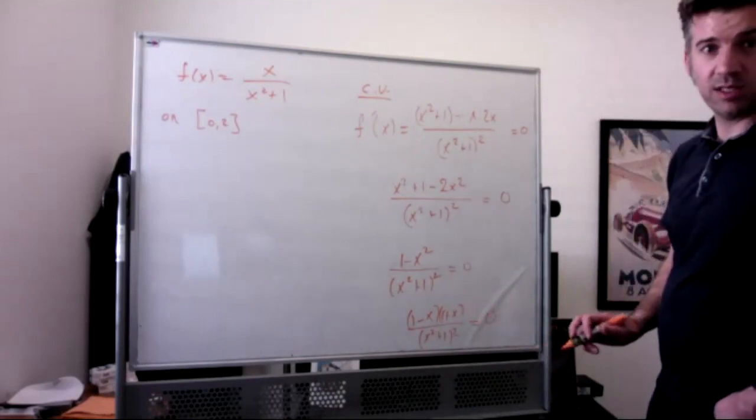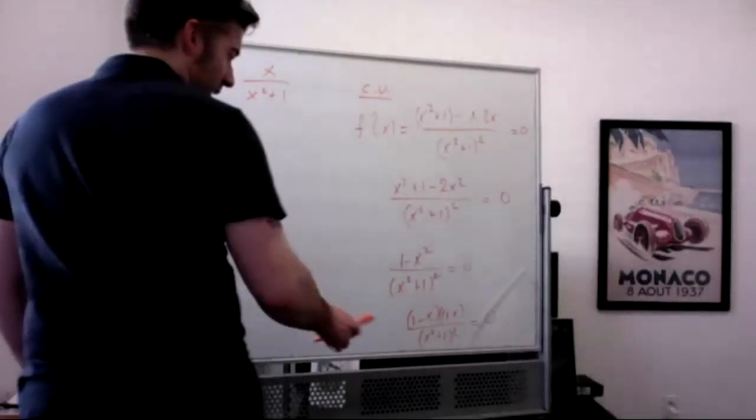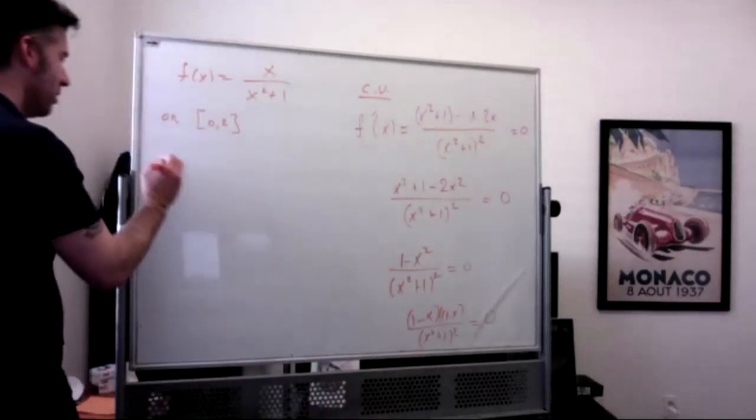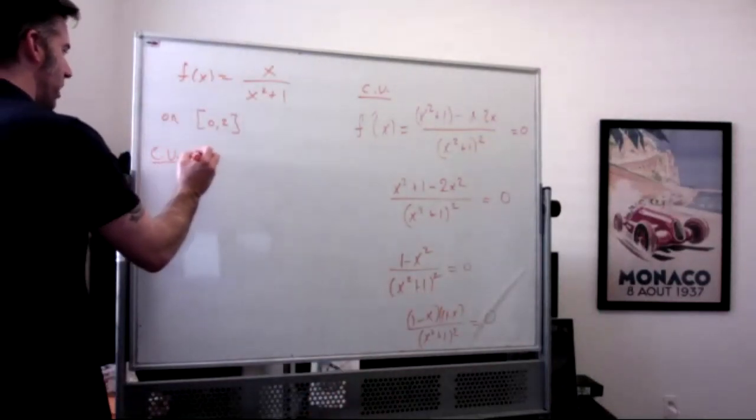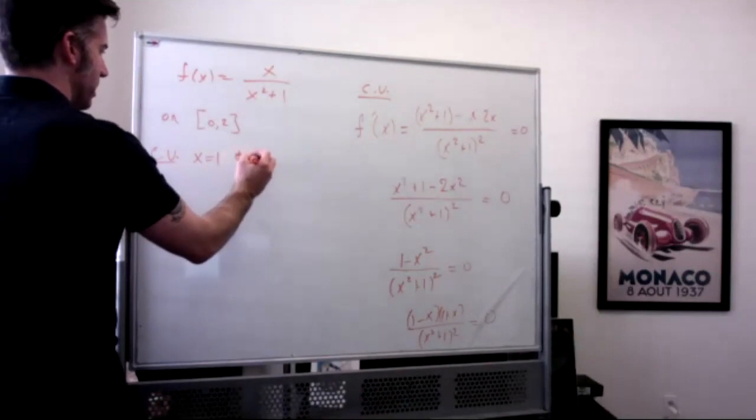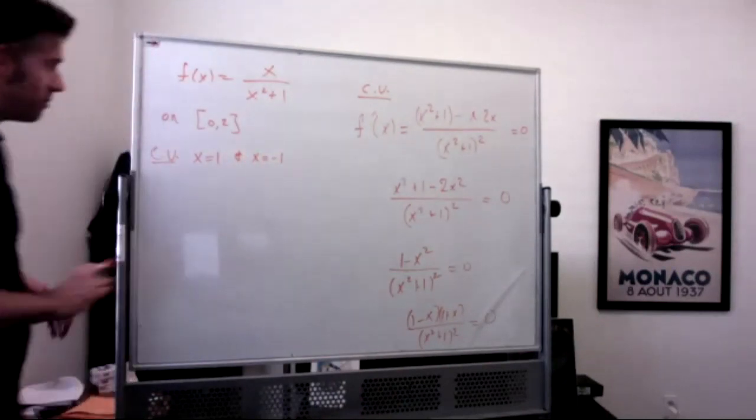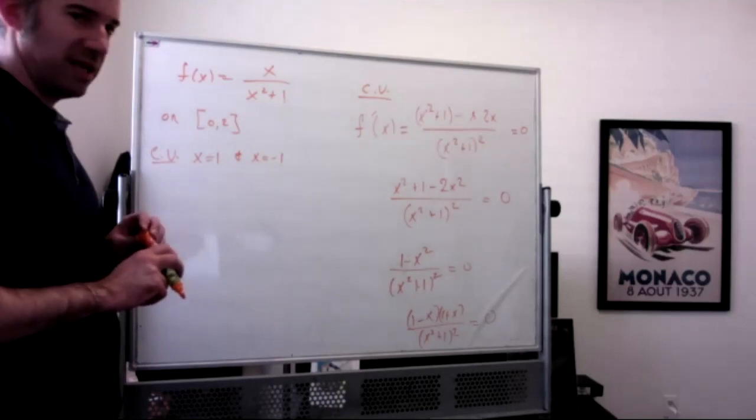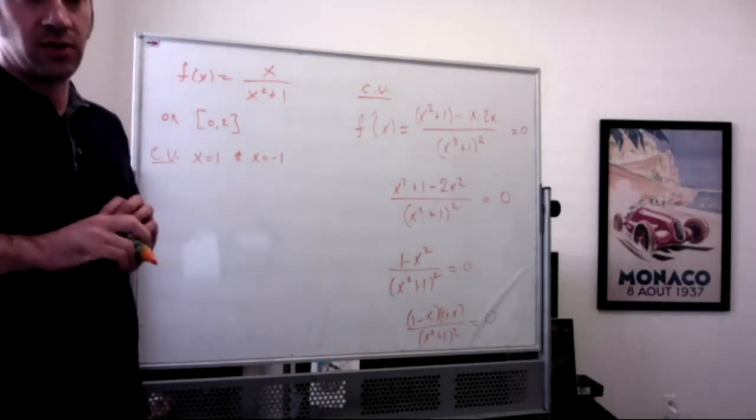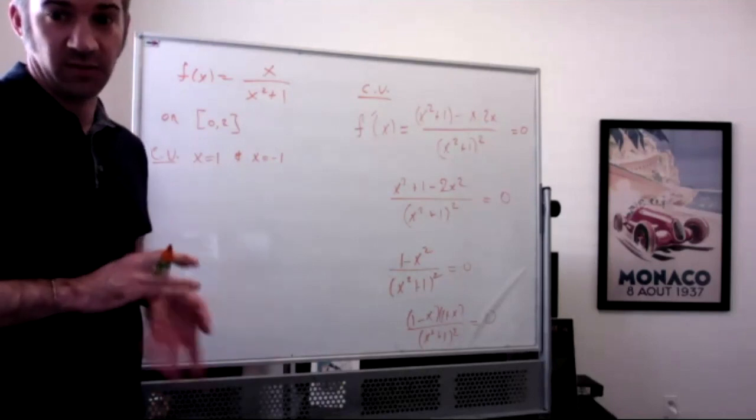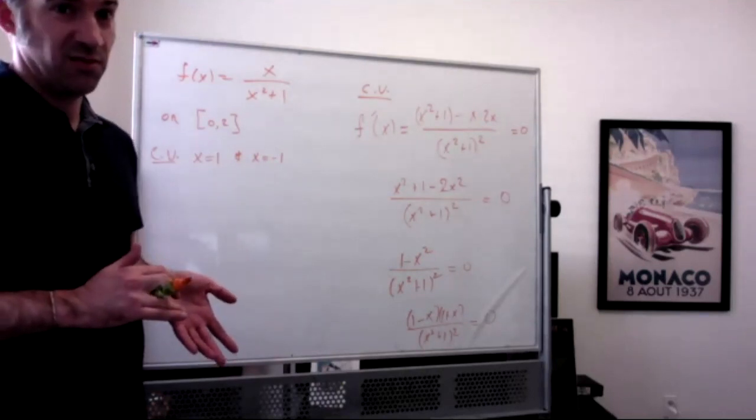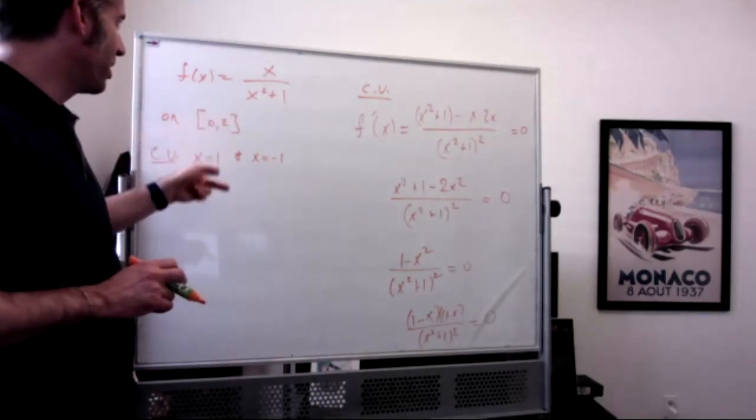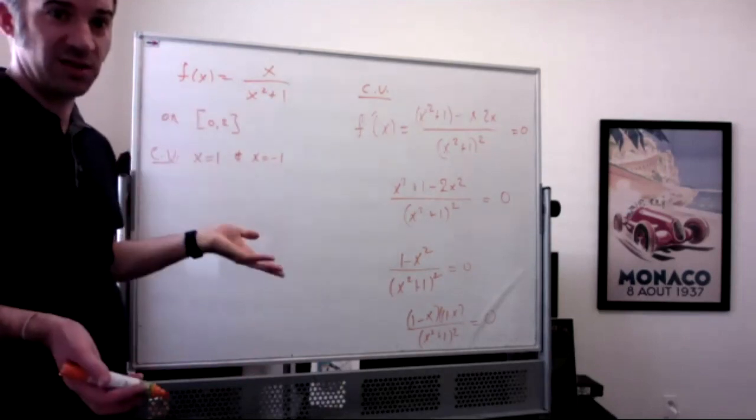So what are my solutions to this? My solutions are x equal to 1 and x equal to negative 1. So my critical values are x equals 1 and x equals negative 1. Okay. Yeah, I'm going to make a mistake. So here's how we figure out where we have an absolute maximum and where we have an absolute minimum. We just plug in these points to the function and see what's the biggest.